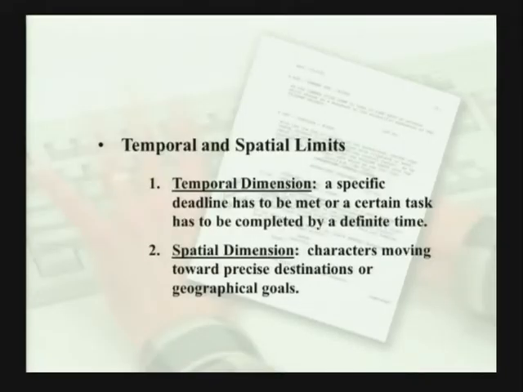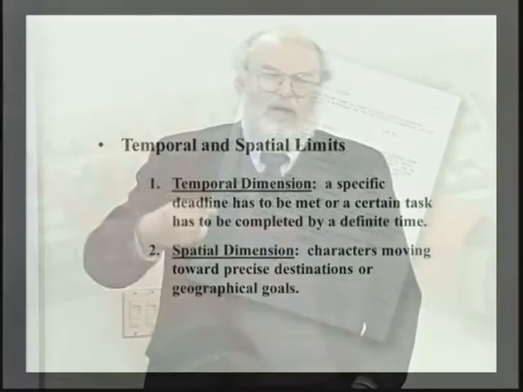Then there's spatial dimension, characters moving toward precise destinations or geographical goals. In my first example, the Western, where we got to get the mail through in 3 days, on the overland stage route, well, part of that is also the spatial dimension, because we got to get from point A to point B, and it's all the problems we encounter in trying to get from point A to point B. We've got weather, we've got Indians, we've got outlaws, we've got all of these obstacles.